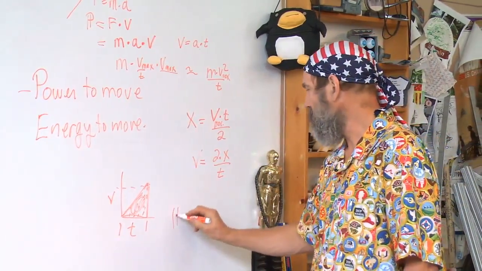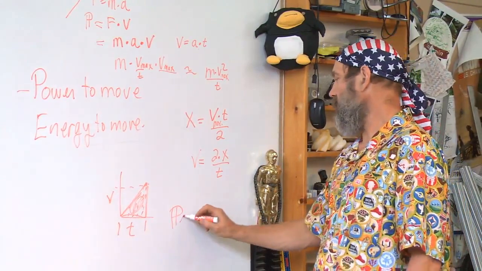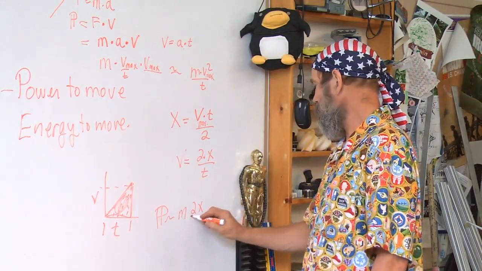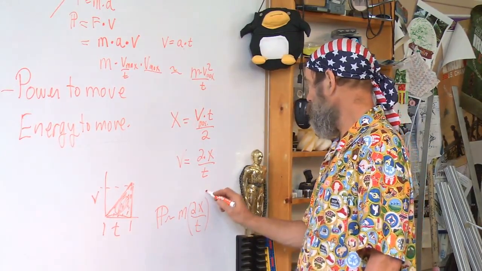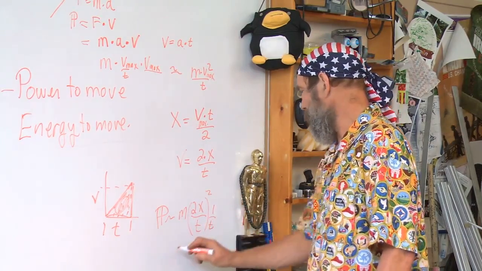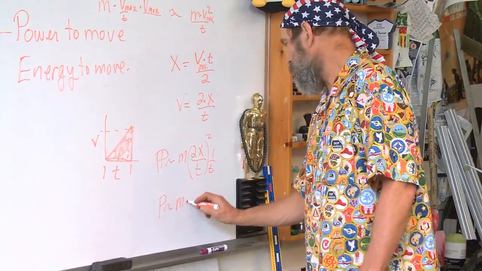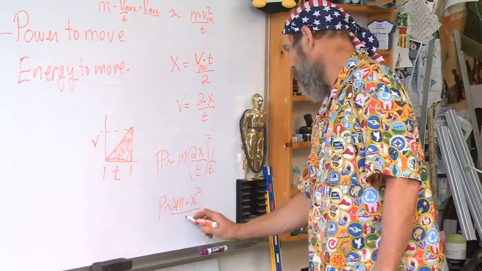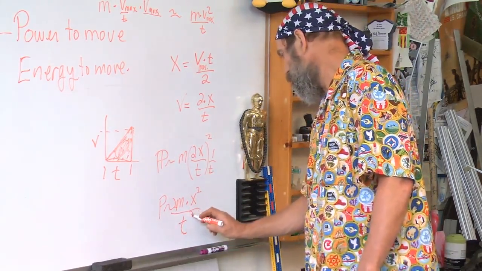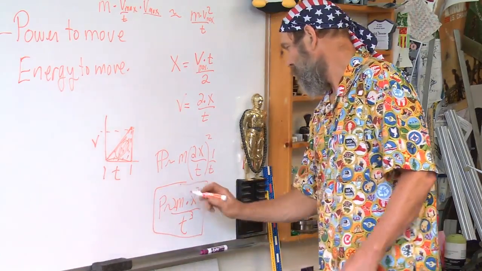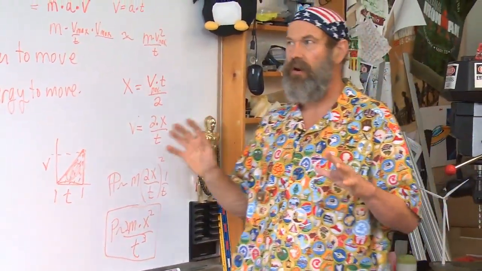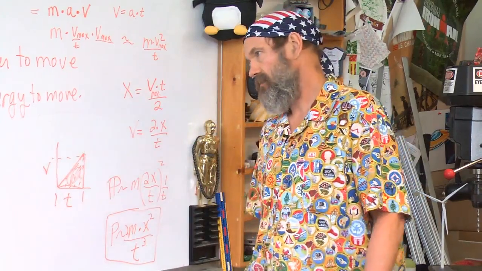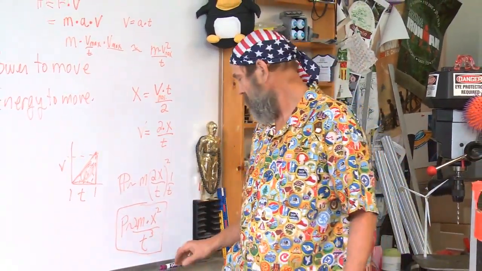So your power to move goes like mass times (2x over t) squared over t. Or your power to move goes like the mass times the distance squared, 2 times that, over time cubed. This is perhaps the most important part of this entire lecture, talk, hang out and do power-based systems together. This.